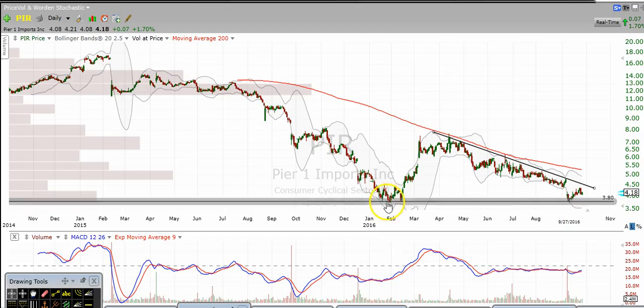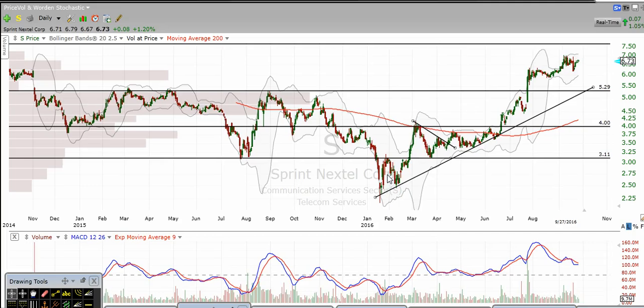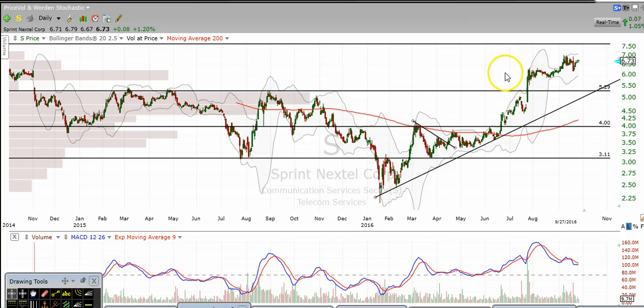S. All right, let's take a look at Sprint here. And Sprint, I'm just going to extend this uptrend line that we have right there. So a couple things on Sprint here is we've got an uptrend line. Here's a touch, there's a touch, there's a touch, here's a touch, and that matches up perfectly with a retest of this support. This was big time resistance.